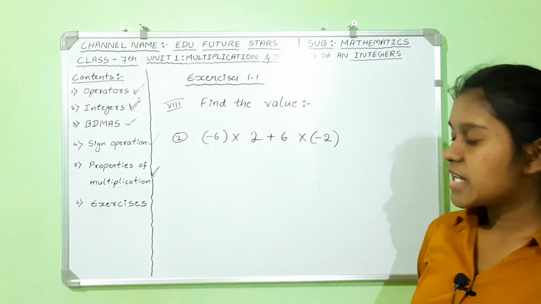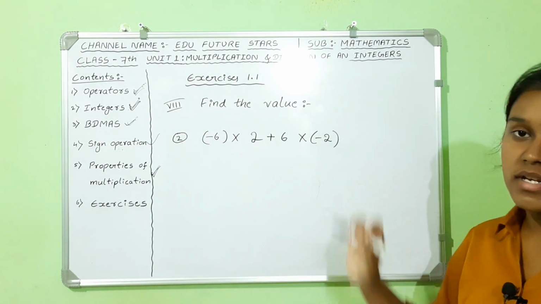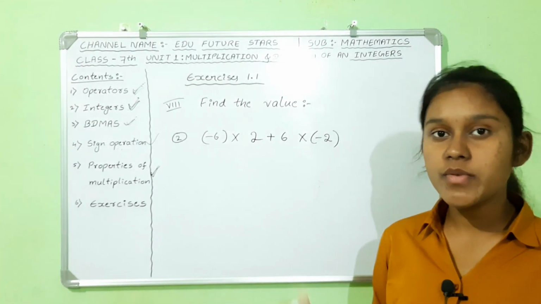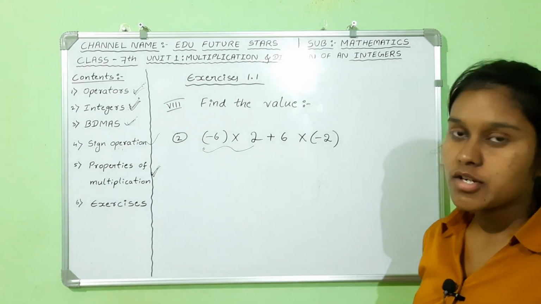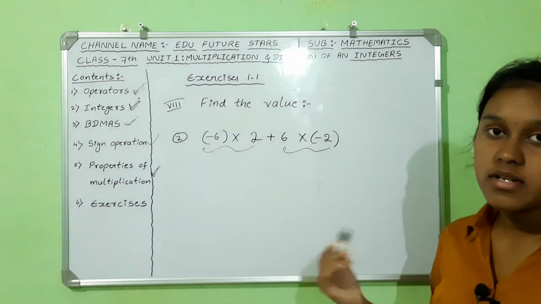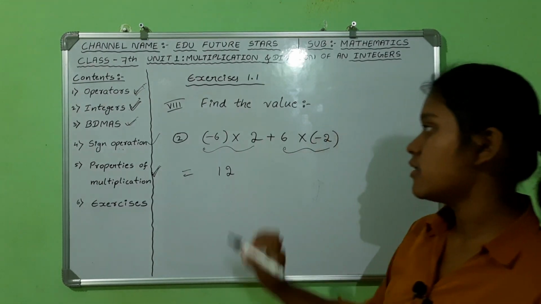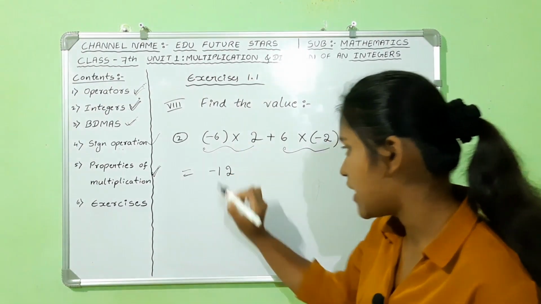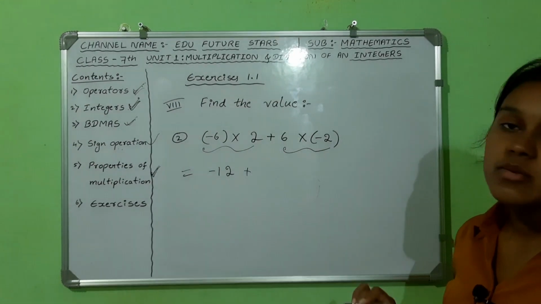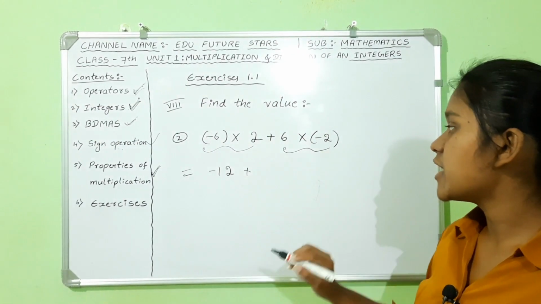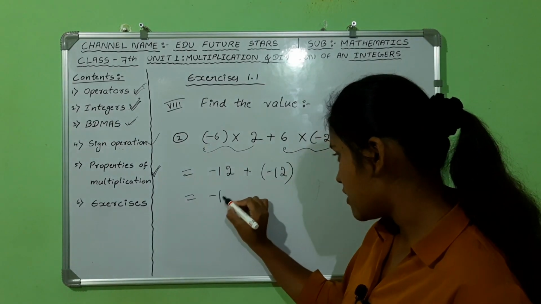Okay friends, see the next question. Here we have minus 6 into 2, positive sign, 6 into minus 2. According to the BODMAS rule, we are going to solve this question. I am doing the multiplication first and the other multiplication next. So 6 twos is 12, which has a negative sign. In between we have a positive sign. 6 twos is again 12, which is negative 12. Now let me remove the bracket.